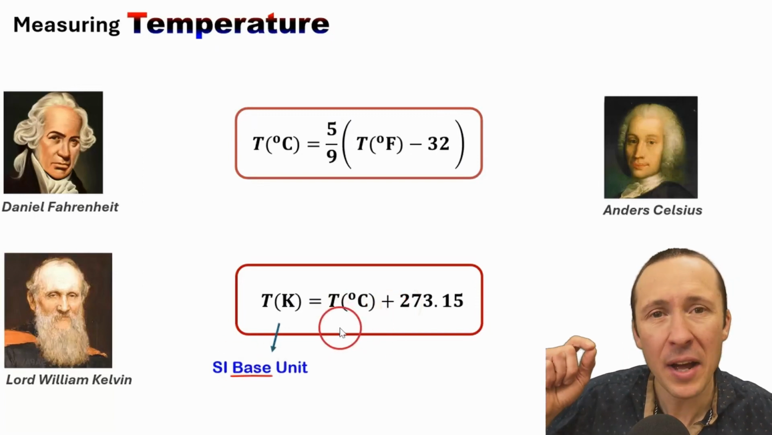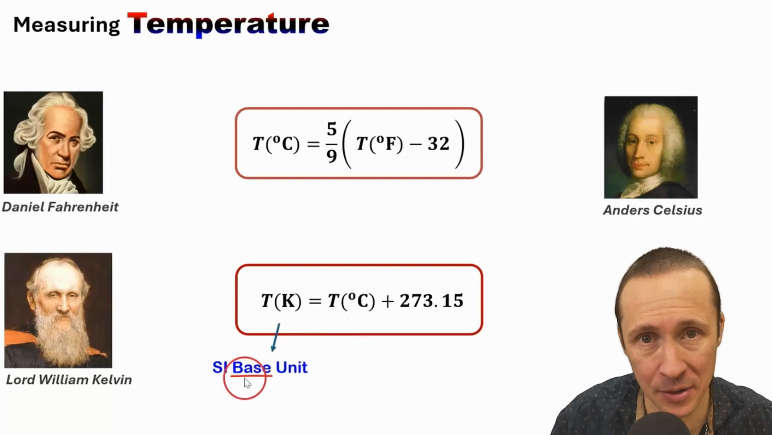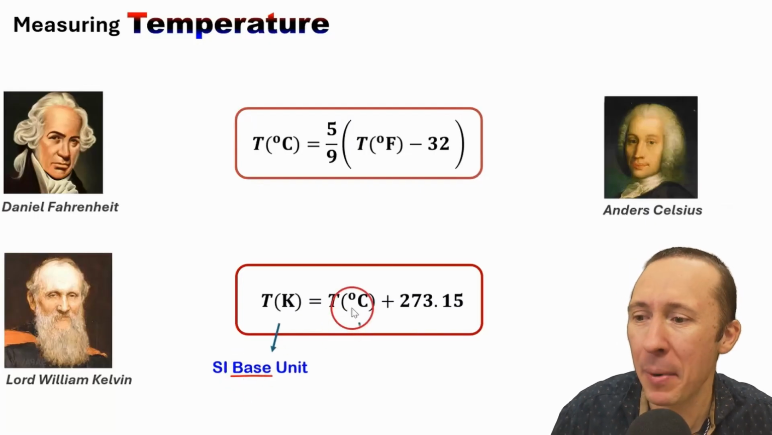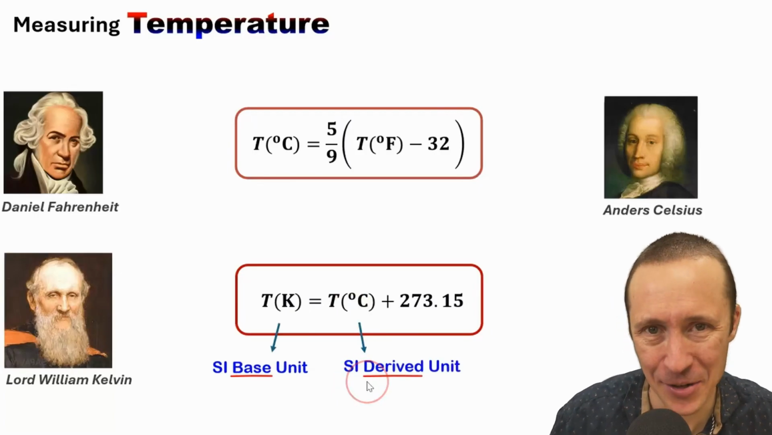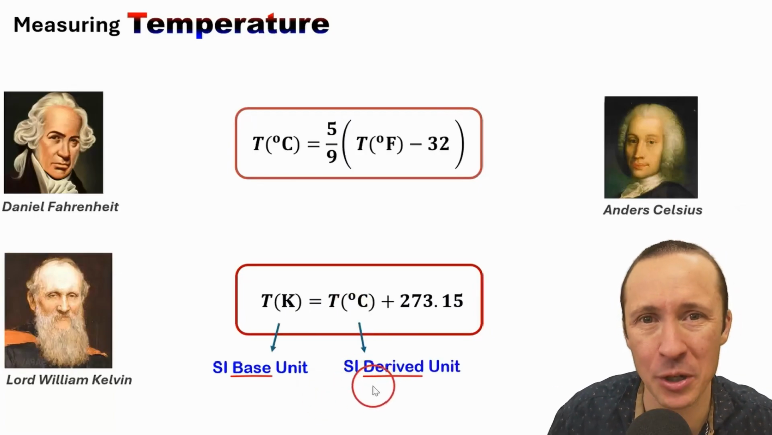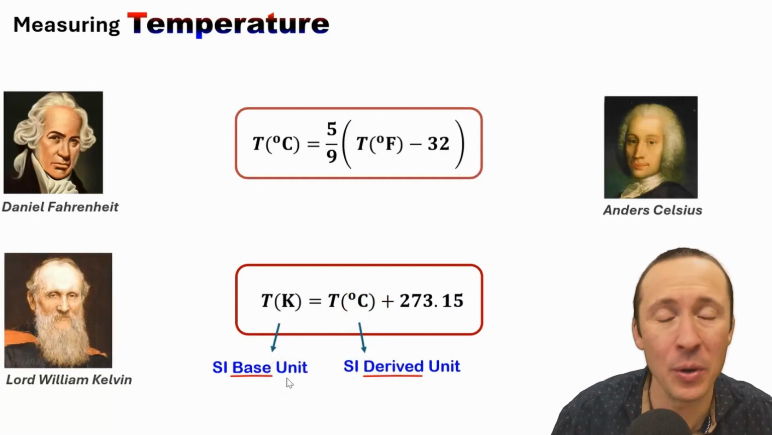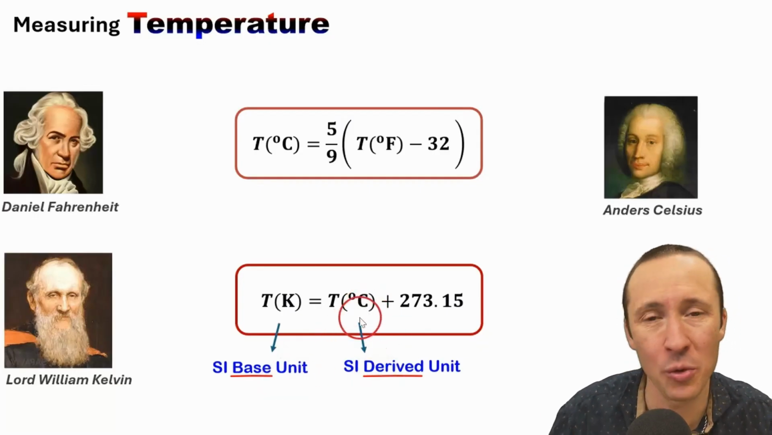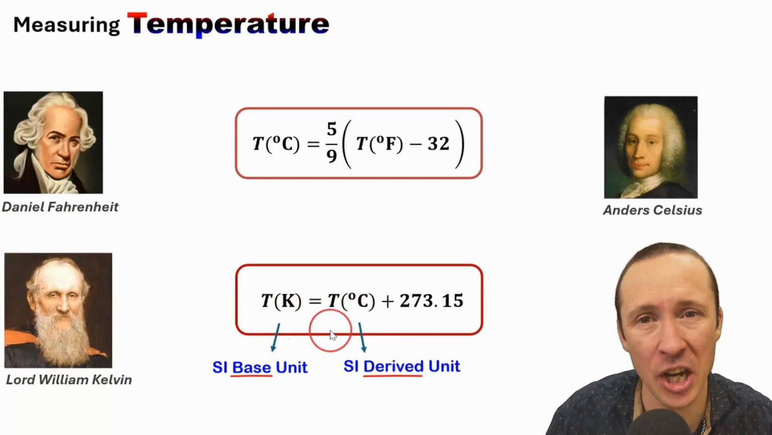Okay, now Kelvin is the SI unit, the base unit for temperature, but degrees Celsius is also an SI unit. And this is the only exception where you can't use degrees Celsius for Kelvin when we need absolute temperature. That doesn't work. You can only interchange degrees Celsius and Kelvin when we want a change in temperature.